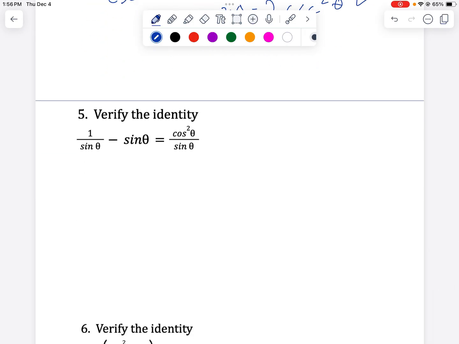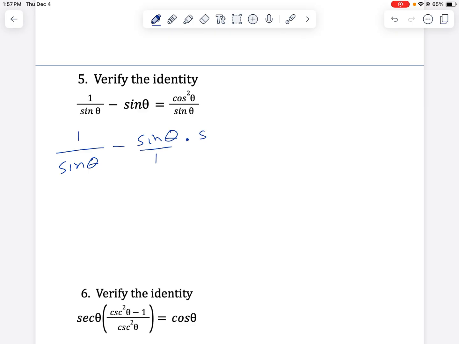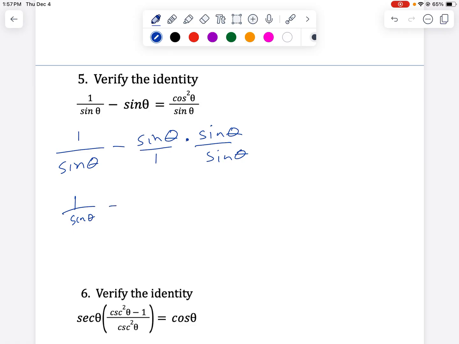All right. Number 5, I have 2 terms on the left and only 1 on the right. I want to get my 2 terms to become 1, so I need a common denominator. So my common denominator is going to be sine. Okay, so I multiply top and bottom by sine, my second fraction, so it's 1 over sine theta minus sine squared theta over sine. So it's 1 minus sine squared theta, and then the sine theta just stays the same.